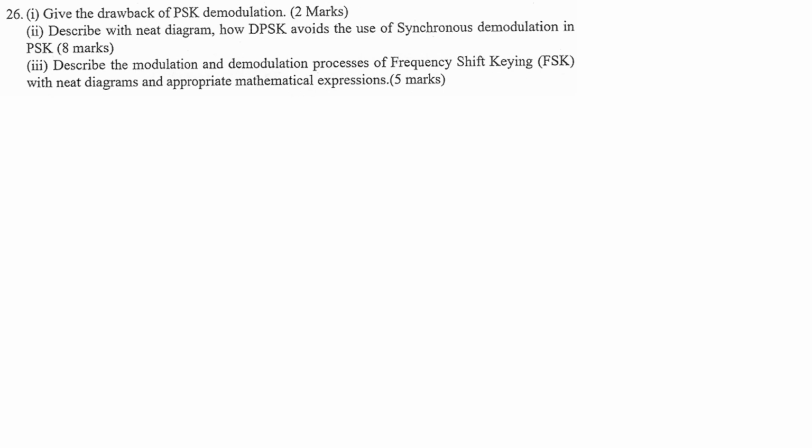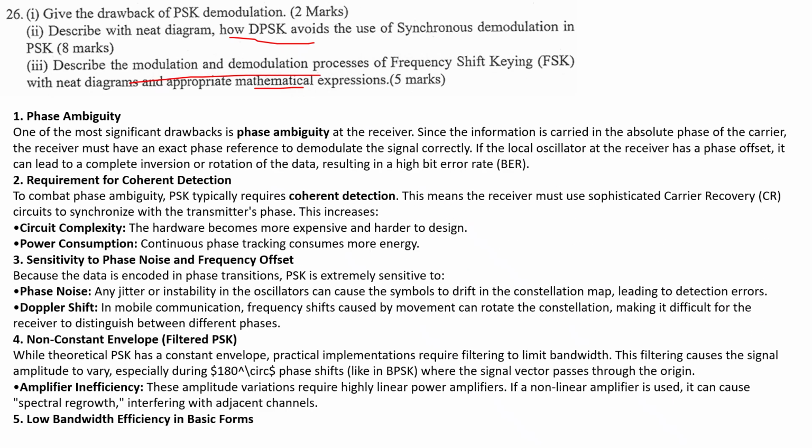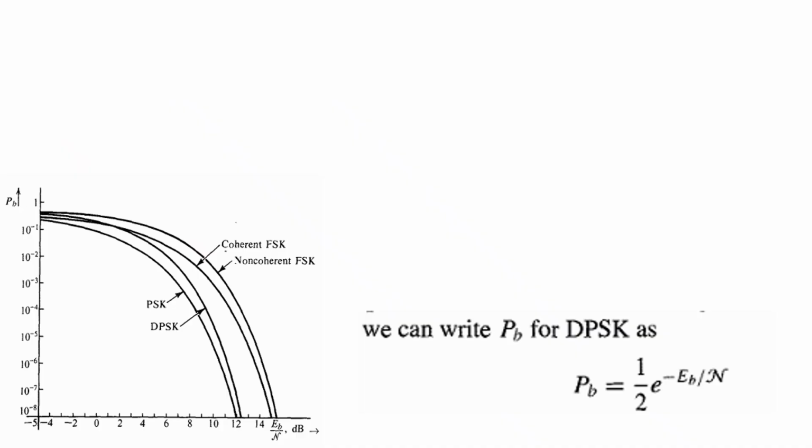Now we'll take the long question. So question 26. Here this is the drawback of the PSK, and then DPSK, and then FSK, all these. So drawbacks you can check it here. In PSK, phase ambiguity is there, because you have to keep on changing the phase in the PSK. Then coherent detection also you should record, otherwise it is difficult to recover the message. Then phase noise and a bunch of other problems are there.